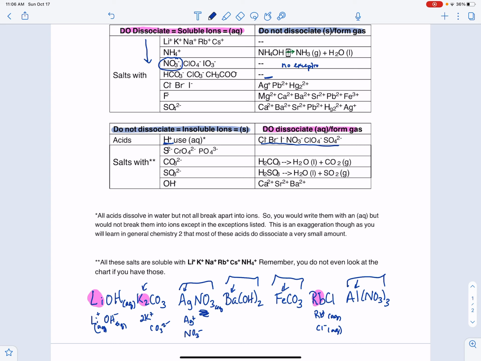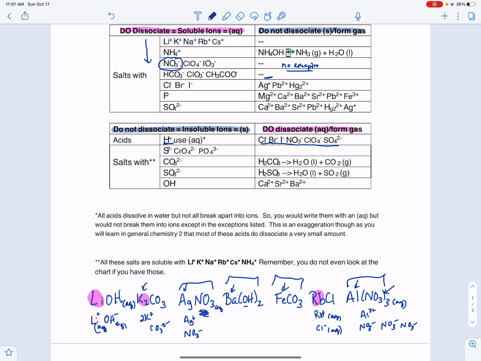Now, I happen to have another NO3 over here too. So I'm going to look again, just to remind myself there's no exception. So that has to break apart also, and it will get an aq for aqueous. And that's 3 NO3 minuses. And like I was saying before, the 3 in front means that there's 3 total right there. All right, so now we just have 2 more left.